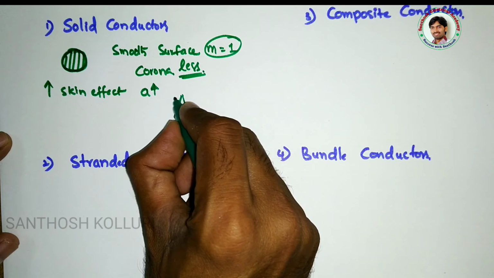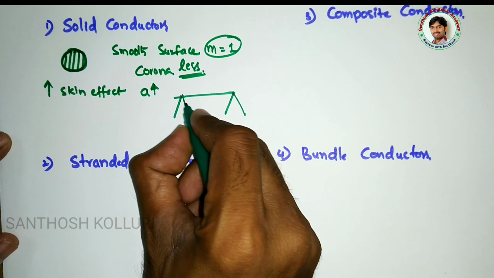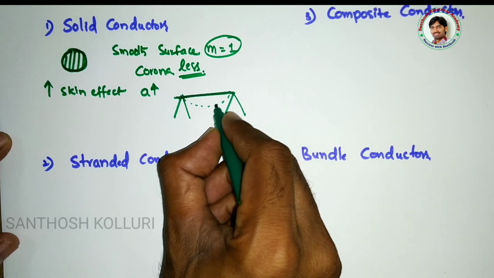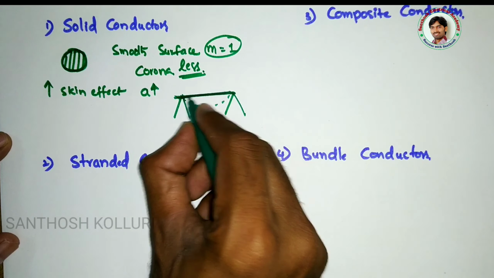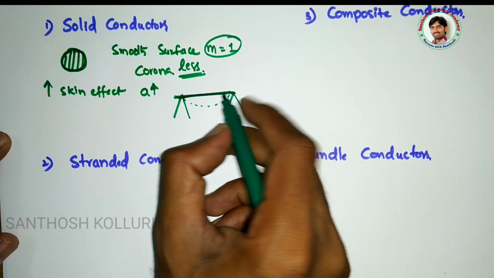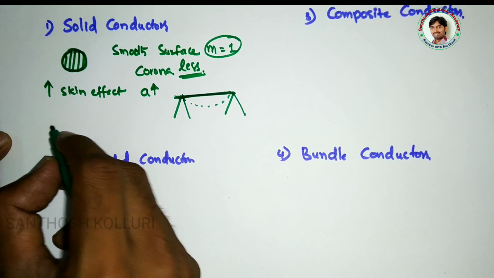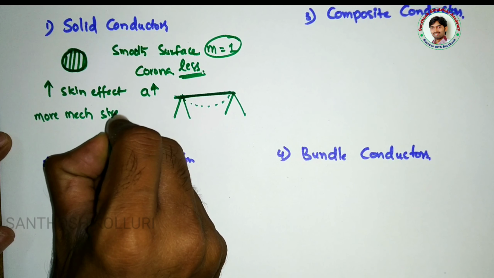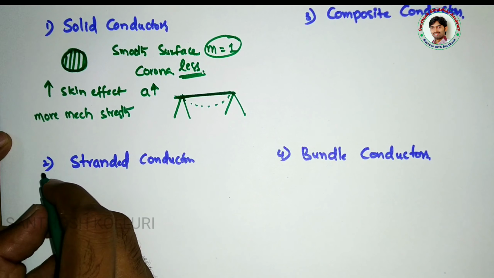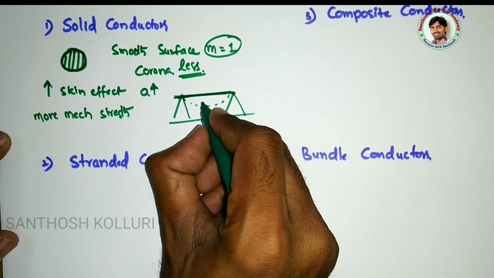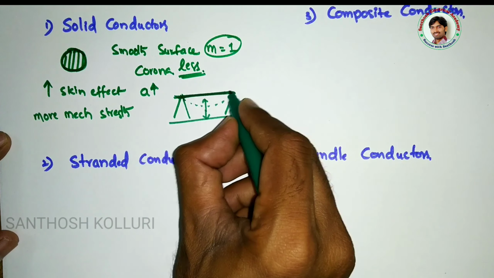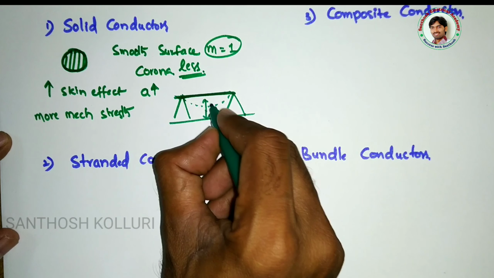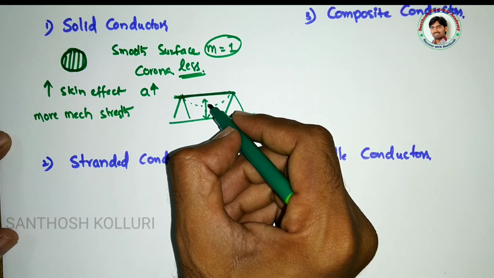And as it is a solid conductor, the sag will be less. So this is the sag actually, but it is a solid conductor, therefore the sag will be less. And it is having more mechanical strength, and the clearance required to the ground is also less, because it is a solid conductor having less sag. Whenever it is having less sag, the clearance required from the ground is also very less, right?